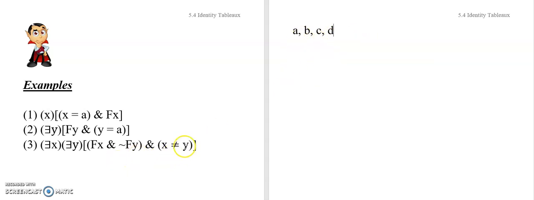Okay, so when there's 3, we just saw there were 3 pairs: A is identical with B, B is identical with C, and A is identical with C. How many such pairs are there if there are 4? Pause now.